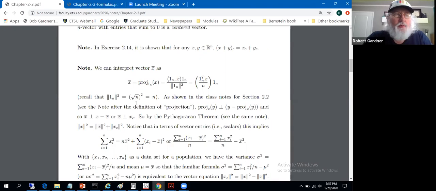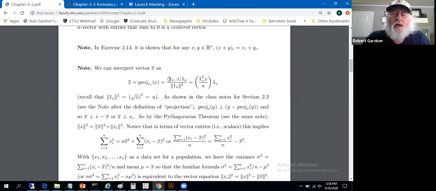It'd be the square root of 1 squared plus 1 squared plus 1 squared, n times. So the norm of that one vector is the square root of n, or the norm squared is n itself, by the way. Okay. So how would you calculate this projection to see that this actually is correct? And remember, the x bar vector is the vector all of whose components are x bar the scalar. How would you calculate the projection of x onto 1 sub n?